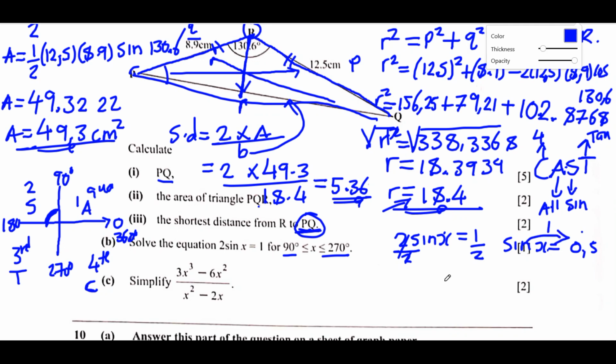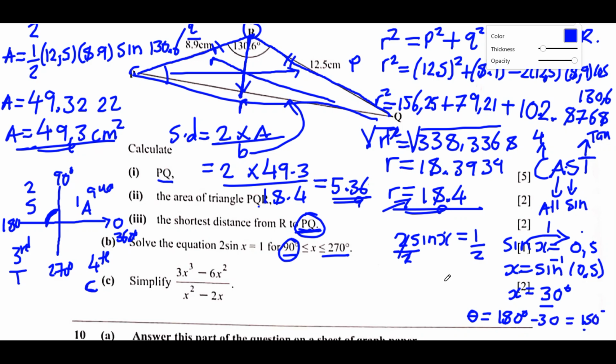So we shift the sine to the right side. We have x is equal to sine inverse of 0.5. So sine inverse of 0.5 is a special angle. So this will give us 30 degrees. 30 degrees is the angle from the first quadrant, but according to the range, we want the angle between 90 to 270. So to find the other angle, I'm going to say 180. Since it's in the second quadrant, 180 minus 30, giving me 150 as our final answer.